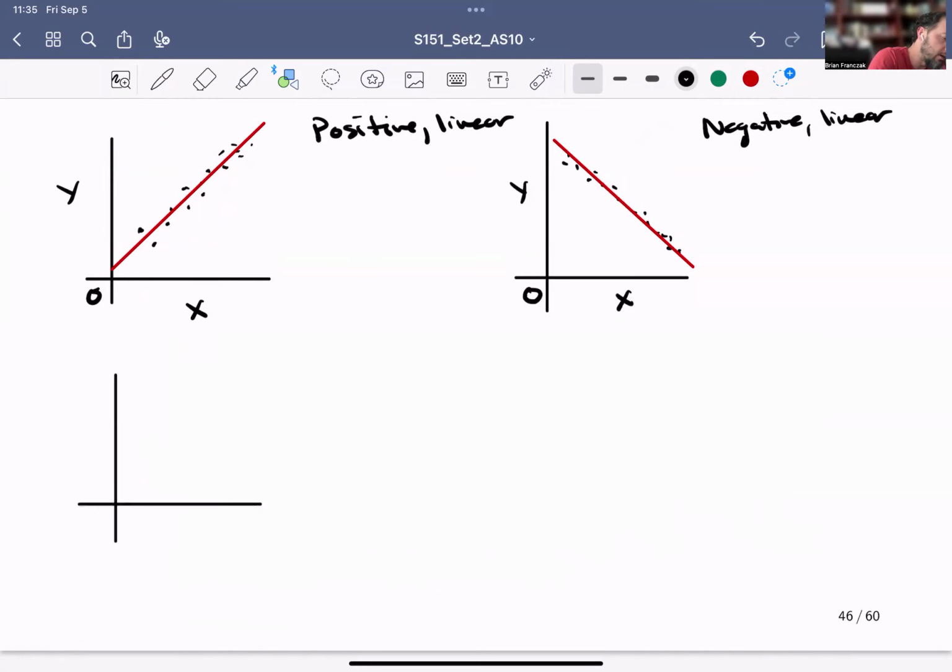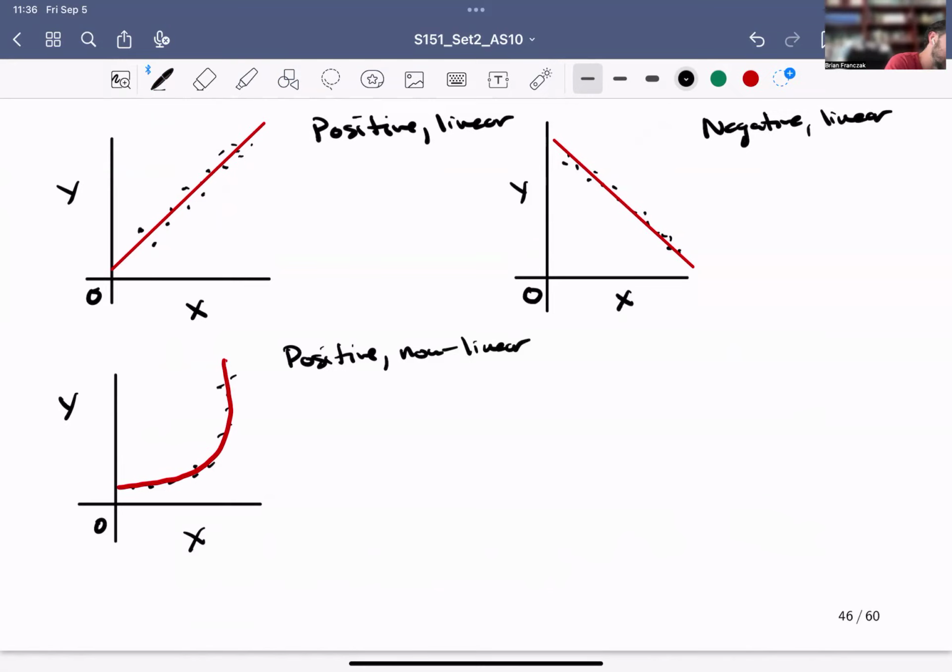Okay. Now, I can also have shapes that are nonlinear but have positive trend, right? So common examples of that might be something like this. Okay, so this has obvious curvature to it. So we can see that if we tried to draw a line through it, it wouldn't fit. The trend here is more like this. So what we have in this case would be positive and non-linear.